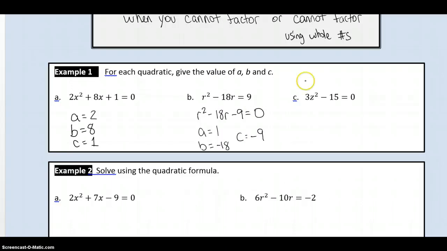This one, A is 3. B is negative 15. Nope, that's not right. There is no B. There is no just Z. So since there is no B, you could rewrite this as 3z squared plus 0z minus 15. You don't need to do that, but this explains what B is. So B is 0, and C is negative 15.